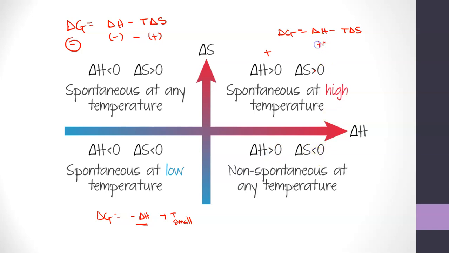This means that positive delta H minus a negative is always going to be positive. So I'll be adding T delta S. There is no way that this can ever be spontaneous because I'll always have a positive solution to the mathematical equation.